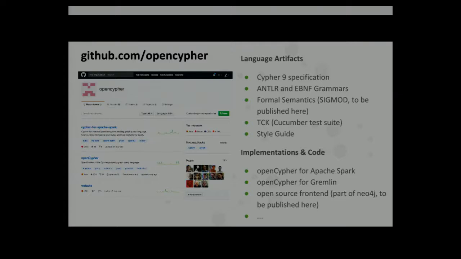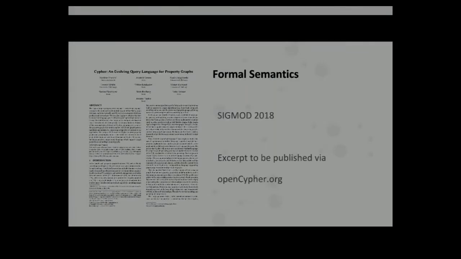And then on the associated GitHub repository, we also host implementations of Cypher. Namely, that's going to be 3. Right now it's 1. It's mainly OpenCypher for Apache Spark. You'll learn more about that in the next talk. It's going to be soon OpenCypher for Gremlin. Can't talk too much about this at FOSDEM, but stay tuned. That's going to happen very soon. There's also going to be the open source frontend, which currently still lives in the Neo4j repository, but is more liberally licensed than Neo4j itself, and is going to be here very soon.